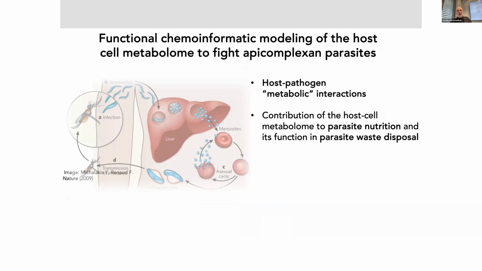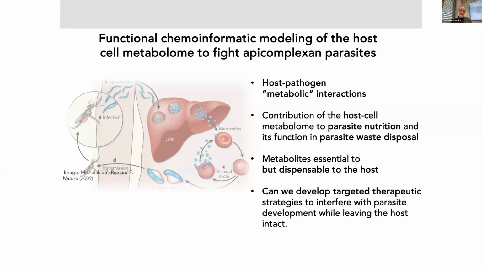Then if we would like to understand the host-pathogen metabolic interactions, next we need to understand the contribution of the host cell metabolome to the parasite nutrition, and how the waste products of the parasite are used by the native metabolism. Then we want to ask which metabolites are essential for the parasite but dispensable to the host, and how we can develop targeted therapeutic strategies that target metabolism and so compromise the ability of the organism to grow.